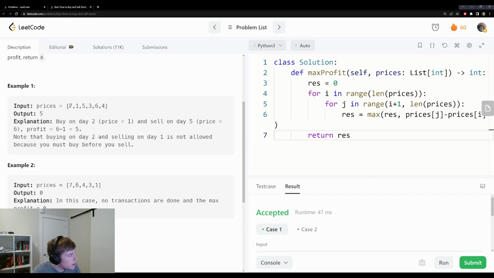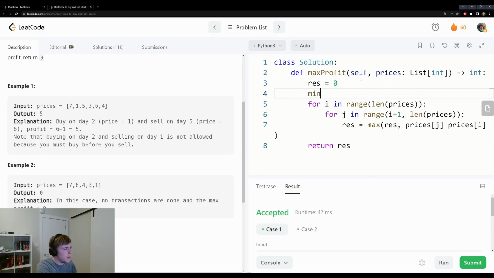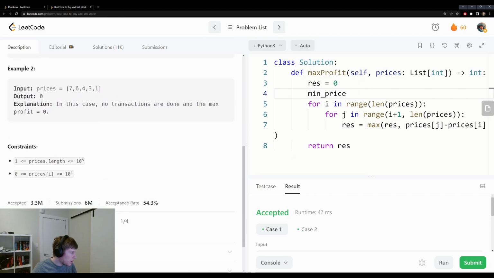So when we think about it from this example, essentially what we want to do is remember the minimum price that we've seen so far, because that would be the price that we want to buy it at, and check to see if we sold it today, would it be more than what we could have made in the past? So we'll keep this res equal to 0. And then we're going to keep min_price. We know that there's at least one thing in our prices array, so we're going to grab the first price.